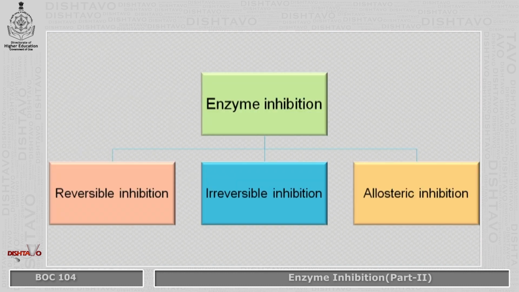In the previous module, you have studied about the enzyme inhibition. What is enzyme inhibition? It is a process in which the inhibitor binds with an enzyme. As a result, there is decrease or suppressing of the enzyme activity. You have also studied the types of the enzyme inhibitions like reversible inhibition, irreversible, and the allosteric inhibition.